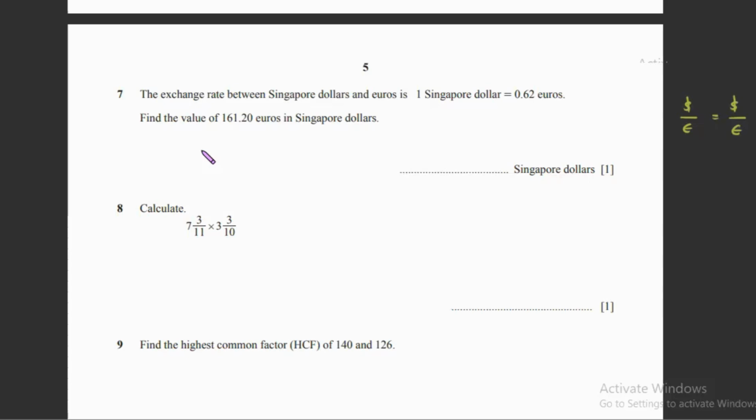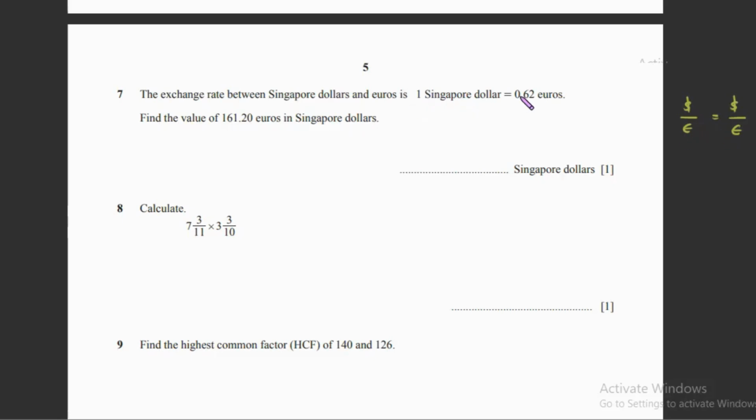In question 7, the value of 161.20 euros should be converted to Singapore dollars. Now, the two currencies mentioned in the question are dollars and euros. The exchange rate is given to us. So I'm going to make use of a fraction method to solve this. So if we put the dollars at the top, in the other side of the equation also, you need to put the dollars at the top. And the euros will go to the bottom.